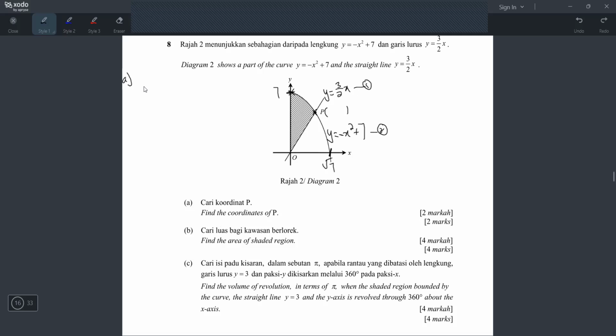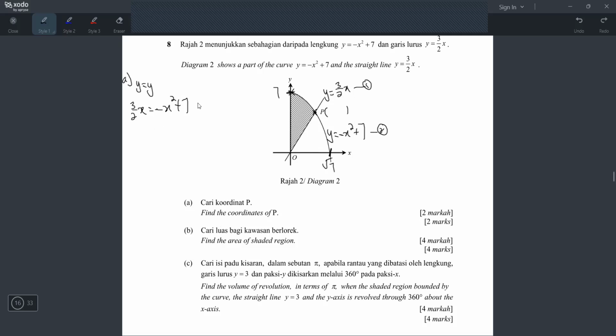I'll just straight away write y equals y, because y is already single. So straight away y equals y, and then just write 3 over 2x equals negative x squared plus 7, right? And since the equation has a square, it means it's a quadratic. It means there will be 2 answers.